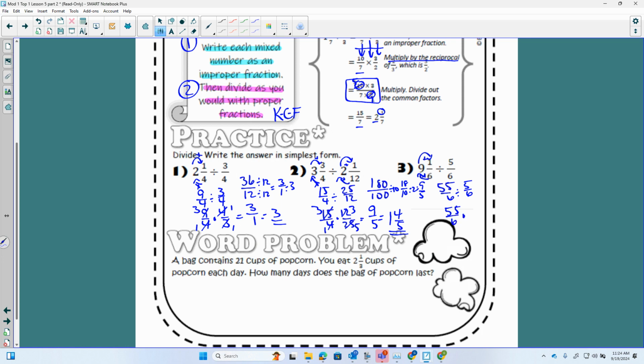I have 6 on top and bottom, those become 1. And 5 and 55, I divide both of those by 5. 5 divided by 5 is 1. 55 divided by 5 is 11. 1 times 1 gives me 1, so that becomes 11. If you skip that reduction, then I've got 55 times 6 gives me 330, and then I've got 6 times 5 is 30. So I can divide both of those by 10. Gives me 33 over 3. 33 divided by 3 equals 11.